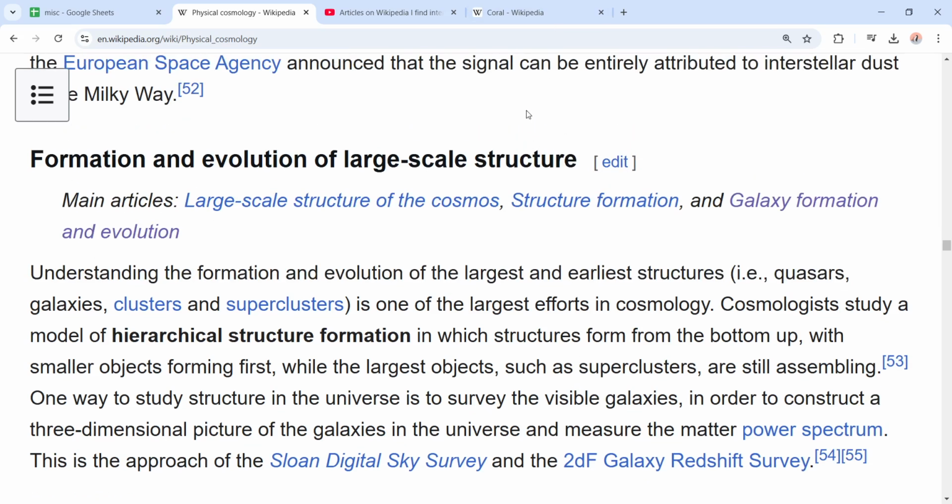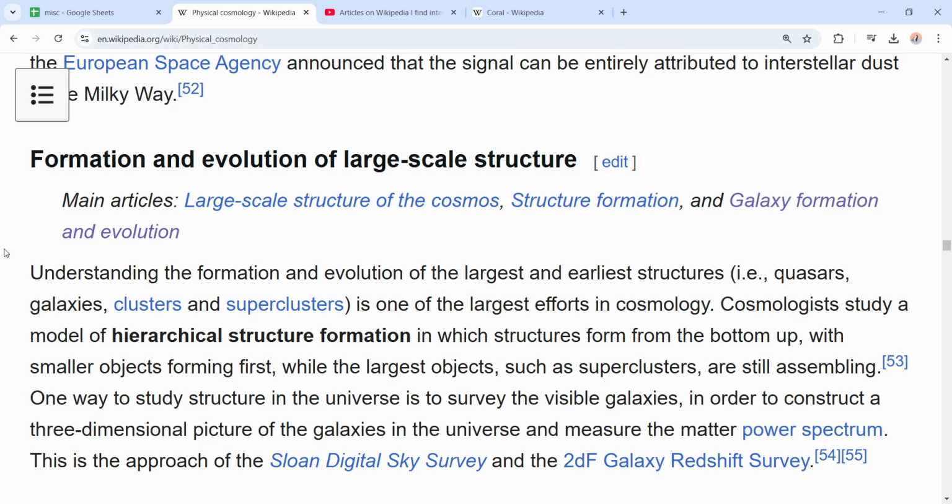Formation and evolution of large-scale structure. Main articles: large-scale structure of the cosmos, structure formation, and galaxy formation and evolution. Understanding the formation and evolution of the largest and earliest structures, i.e., quasars, galaxies, clusters, and superclusters, is one of the largest efforts in cosmology.